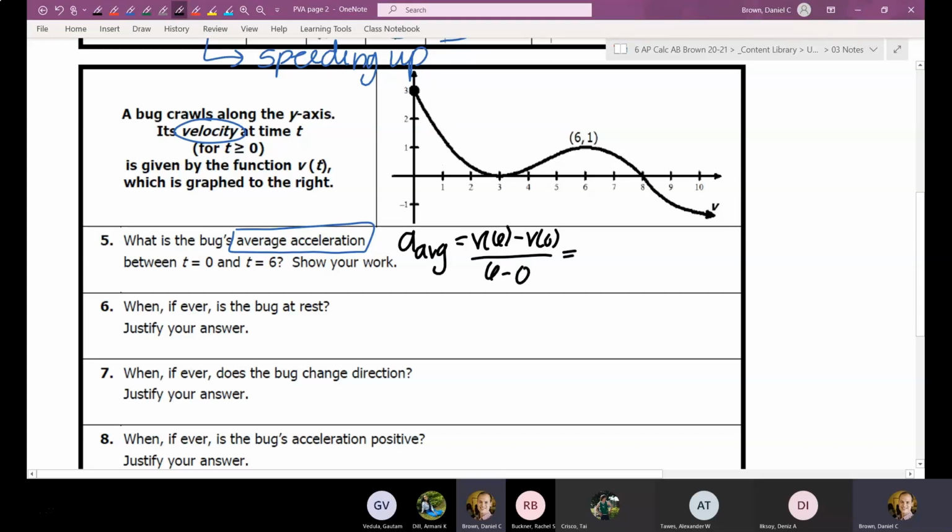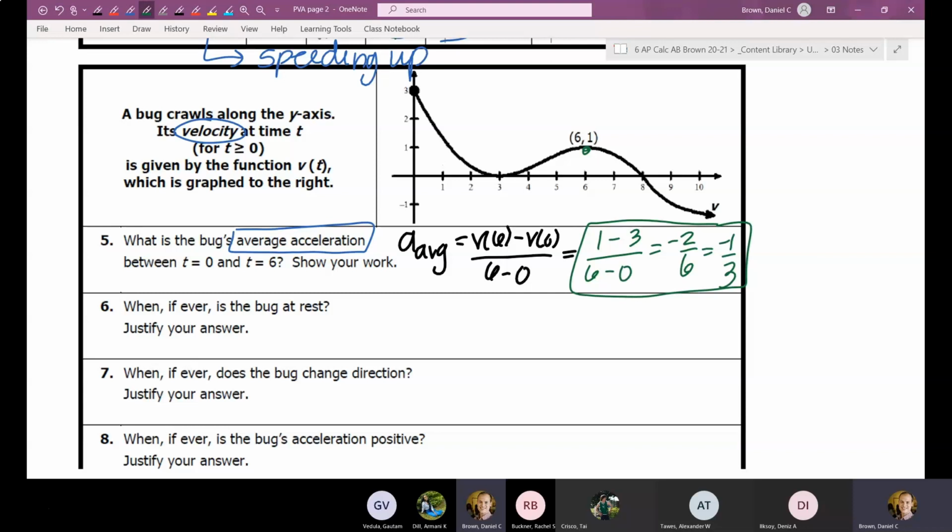And then we can just read our graph to answer the rest of the question. What is the velocity at 6? The velocity at 6 is 1. What's the velocity at 0? 3. And 6 minus 0, we're just finding slope. You can leave your answer like that. No need to simplify in my class, but it does simplify to negative 1/3. No units were provided, so we don't need to worry about the units for these problems. Sometimes we do have to justify our answers, but that one we really didn't have to justify, it just asked us to show our work.